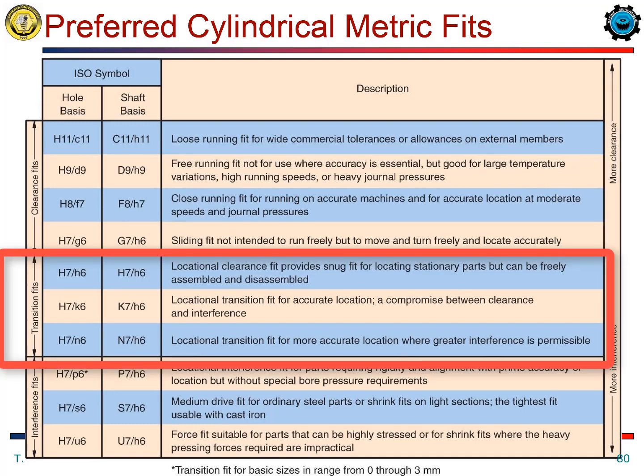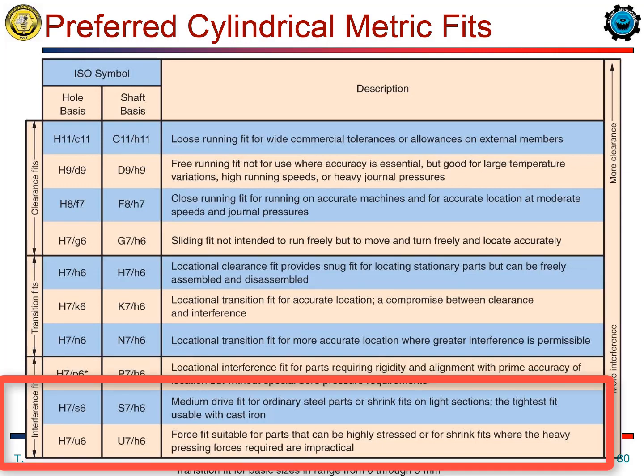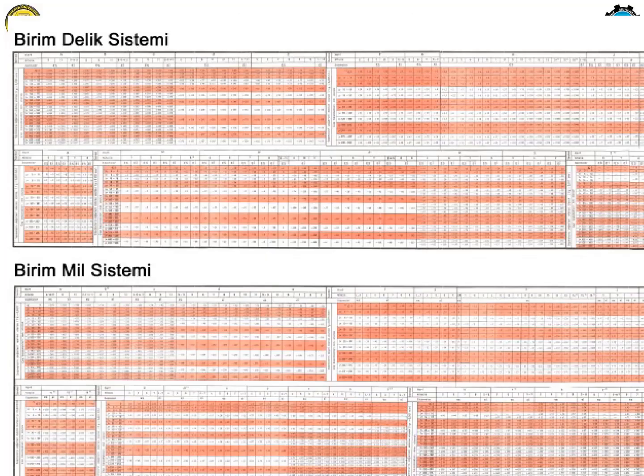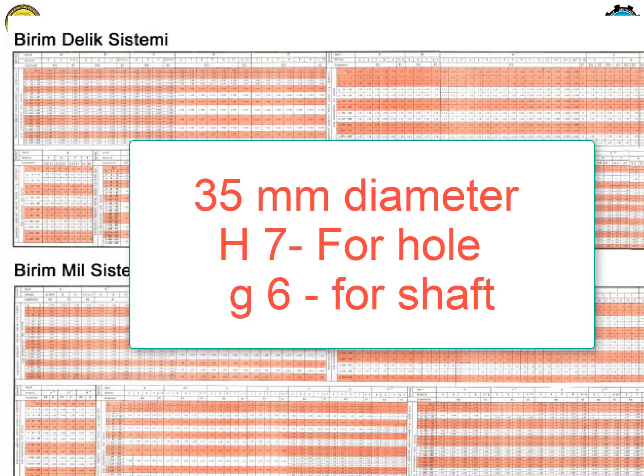The 3 rows at the bottom are used for interference fit tolerances. We will give example solutions table for all these 3 connections. Let's calculate a hole and a shaft dimension for a nominal dimension 35 mm with tolerances H7 and G6 respectively.